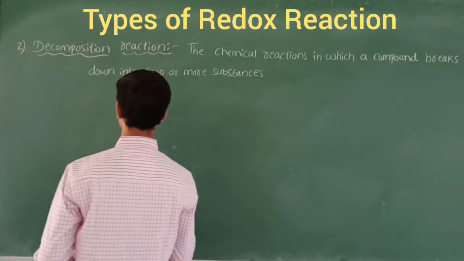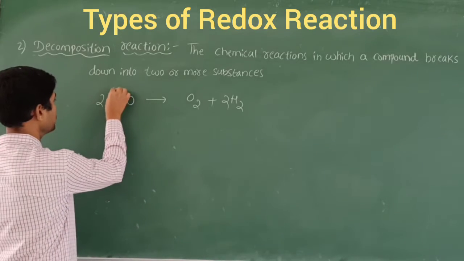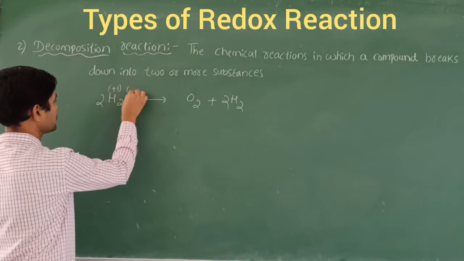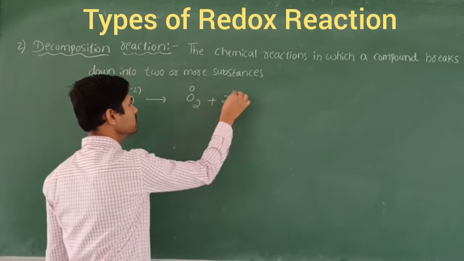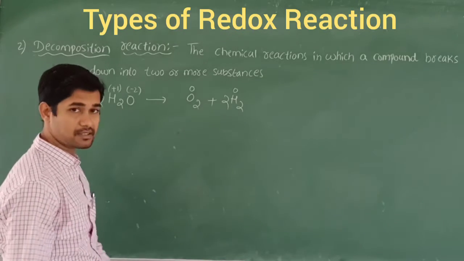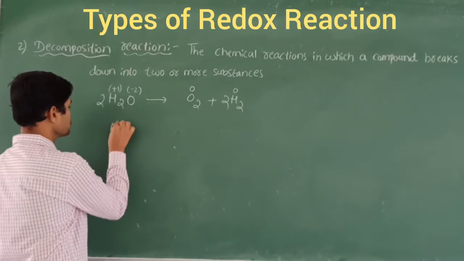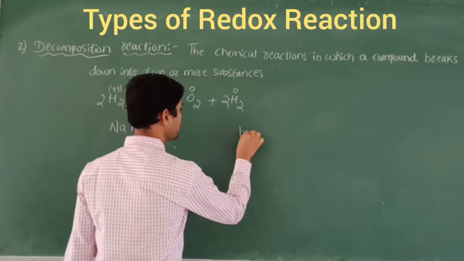First, I take the water molecule. Meanwhile, we should write the oxidation numbers: hydrogen is +1 and oxygen is -2. In the products, both come to be 0 and 0. So this is the best example for the decomposition reaction. Let's take one more example, sodium hydride. Sodium hydride means hydrogen gas will be eliminated here.